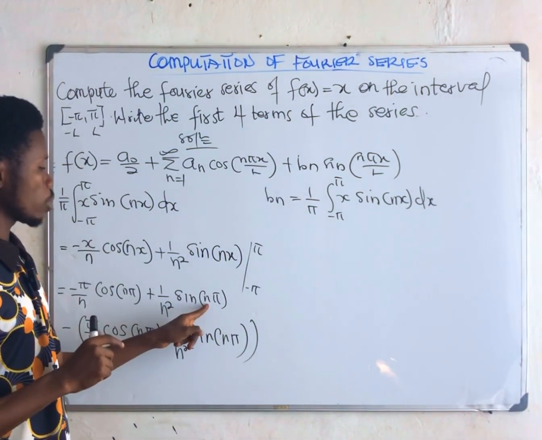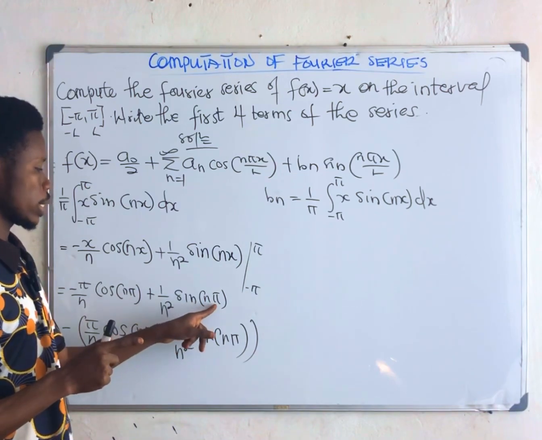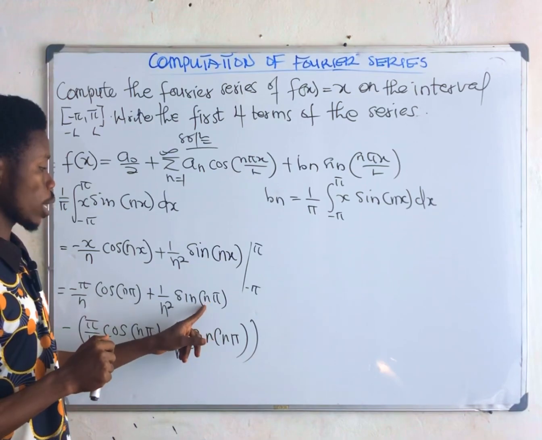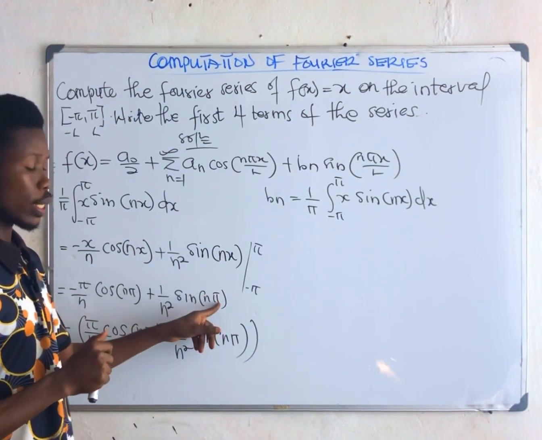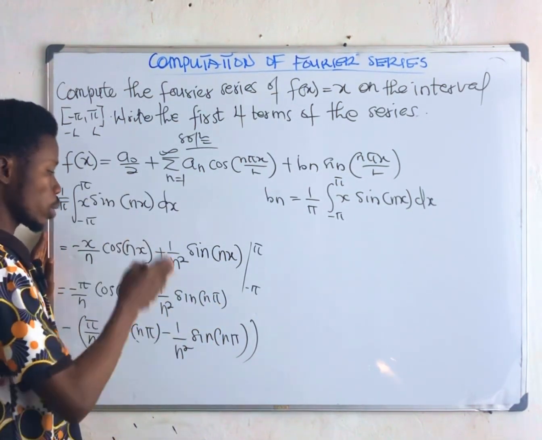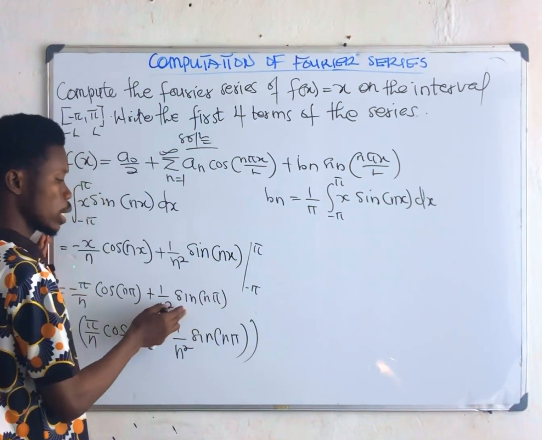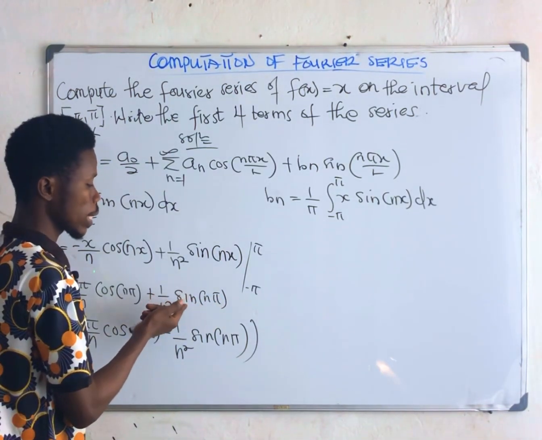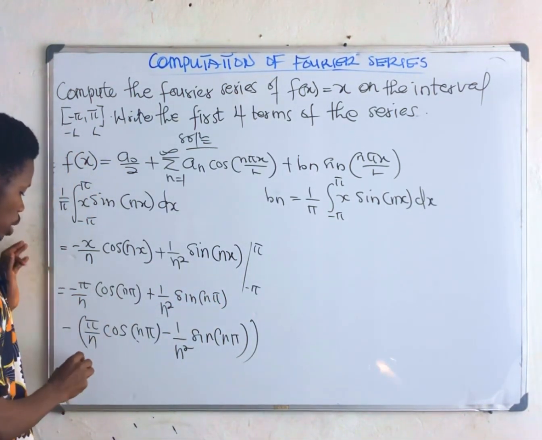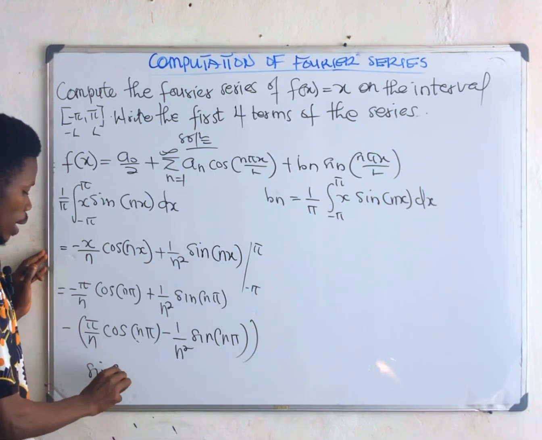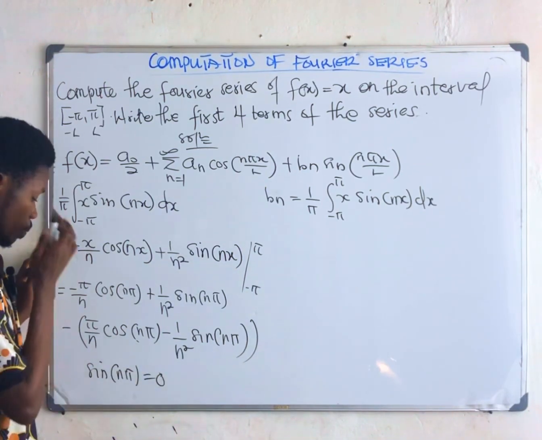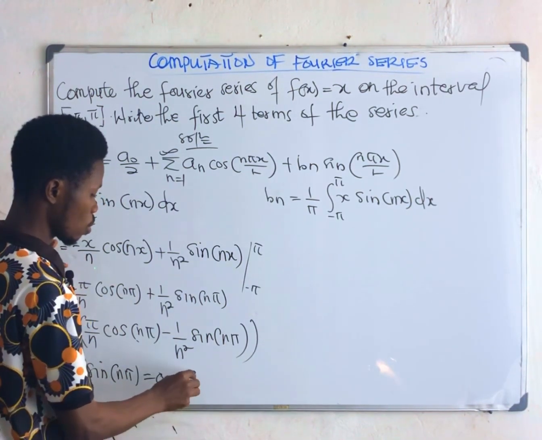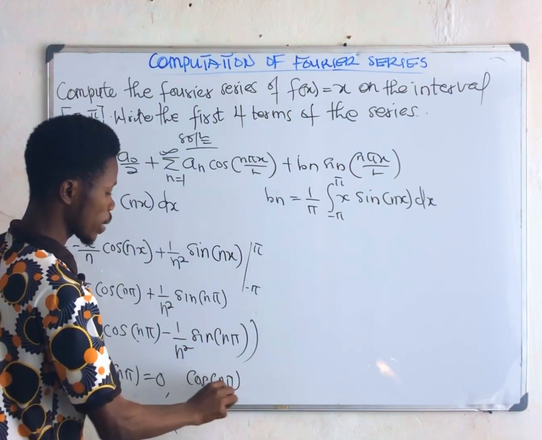But here, when you put n to be 1, sine 180 is 0. When n is 2, sine 360 is 0. Whatever you get with sine, it will be 0, 0, 0. So for this side, it's proving that since n is any integer, when you put it there, you get 0. You can say that sine n pi is 0. But cos n pi is not 0.